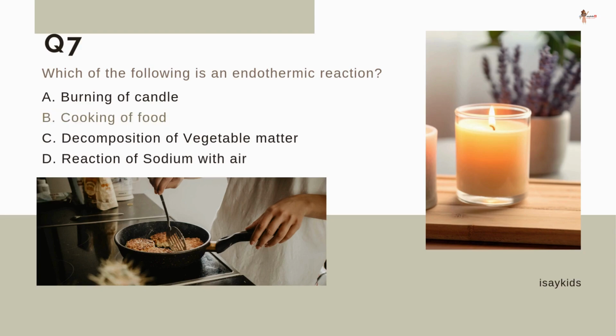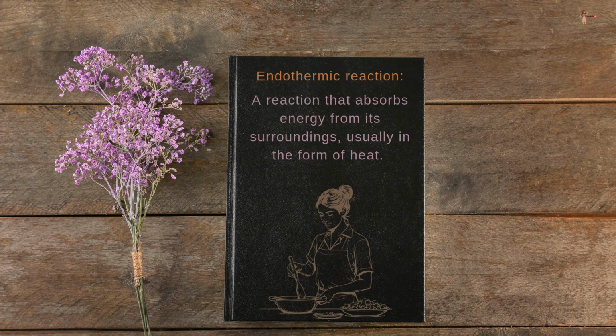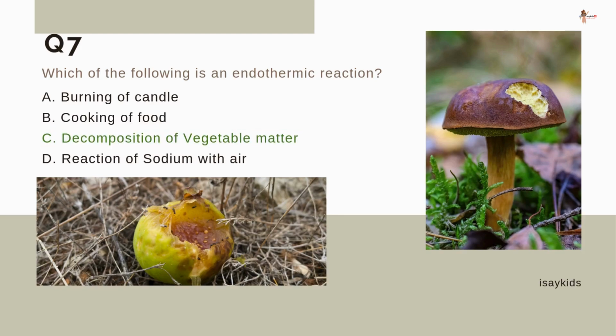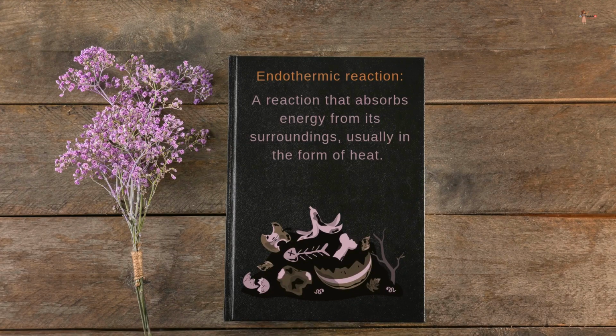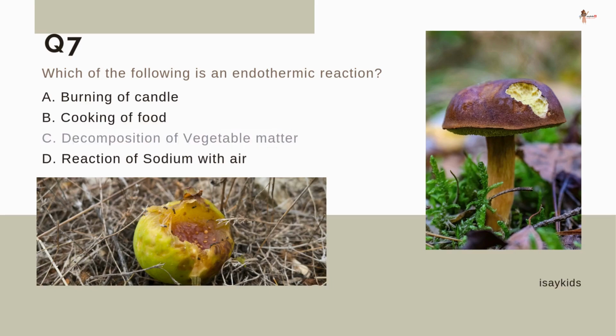Next is cooking of food. This reaction involves heat transfer from external sources like cooking gas. While this is an endothermic reaction, it is not absorbing energy from its surroundings. Next is decomposition of vegetable matter. This is an endothermic reaction as energy is being absorbed from the surroundings. So option C is correct.